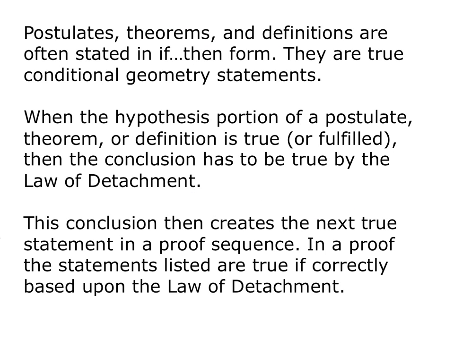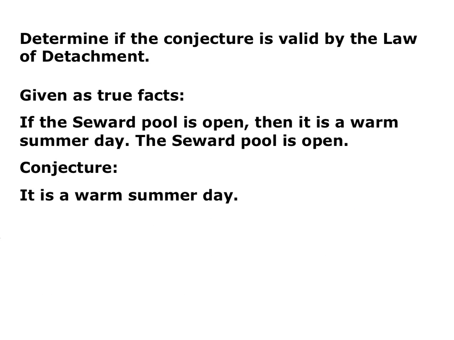So how's it go? I think that's what I was saying. Here's an example. If the Seward pool is open, then it is a warm summer day. That's an if-then. The Seward pool is open. That's a fact that we're giving in addition to it. So their conjecture or conclusion, is it correct to say that it is a warm summer day? These questions will usually ask, is it valid? Is the conjecture valid or is it not? In other words, does it follow the correct pattern of information?